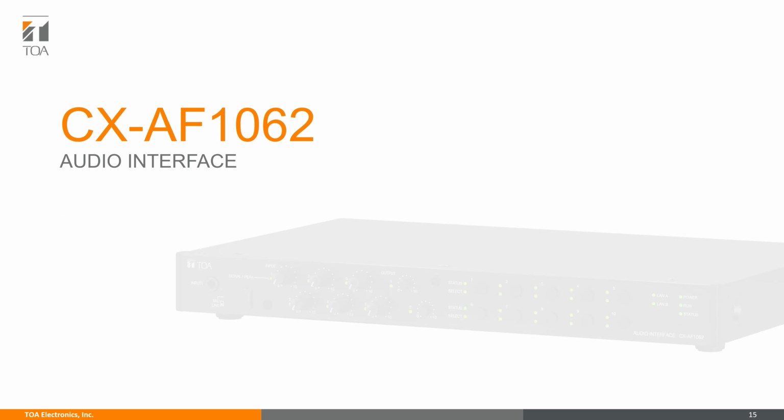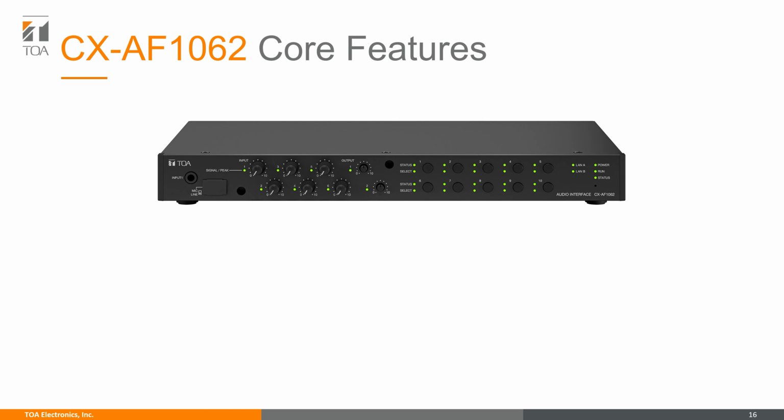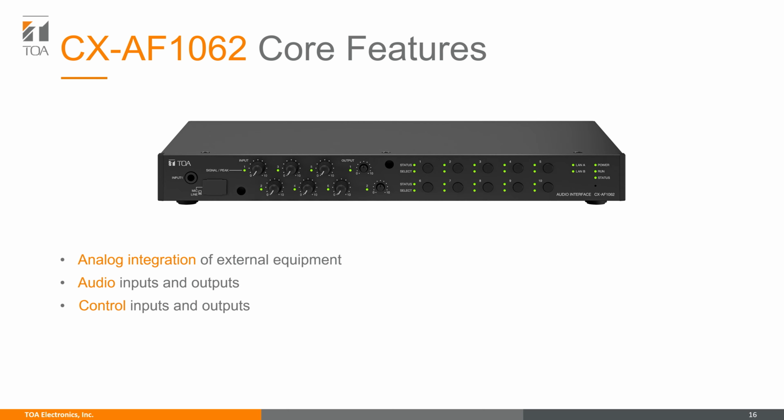Now, let's talk about the CX-AF1062 audio interface. The main purpose of this device is analog integration of external equipment. This equipment can be a microphone, a media player, a simple amplifier, or an entire PA system. This audio interface provides audio inputs and outputs, control inputs and outputs, and various controls at the front panel.